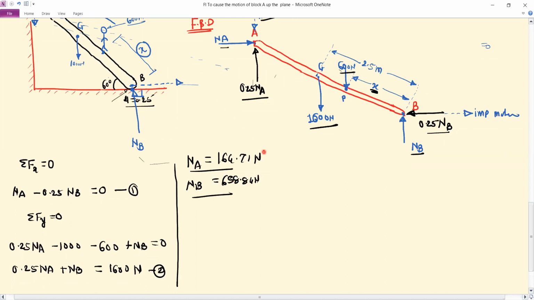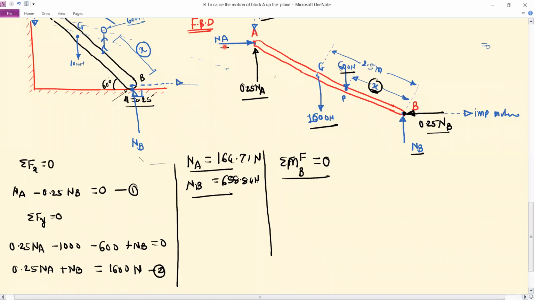Now use the third condition, which is the summation of moment. Finally, we have to find out the distance x. So summation of moment by all the forces. Now we have to decide the moment point. As we have taken the distance x with respect to point B, take the moment about the point B, and this is equal to 0. So here we have to take the moment by all the forces about the point B.